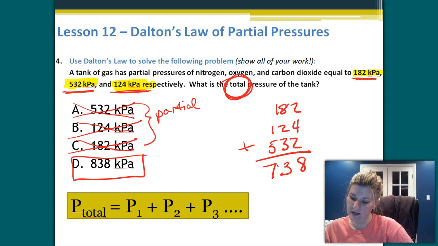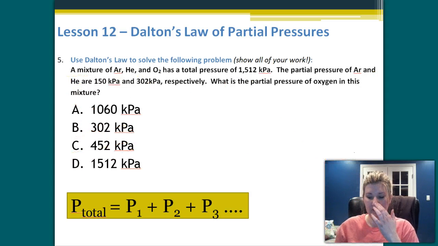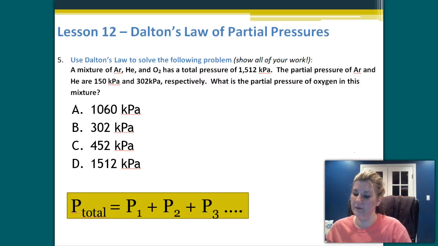Did I get 738? 182, 124, 532 is equal to 8, 11, 12, 13, 3, carry the 1. Oh, it is 838 kilopascals. Okay? That's the easy Dalton's law to do.